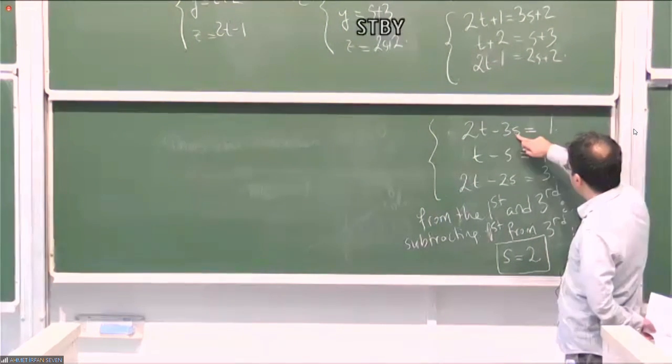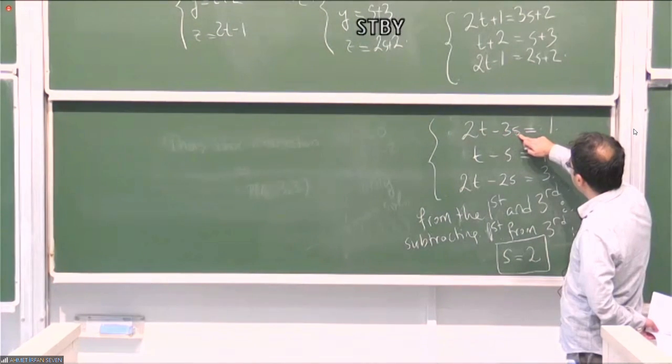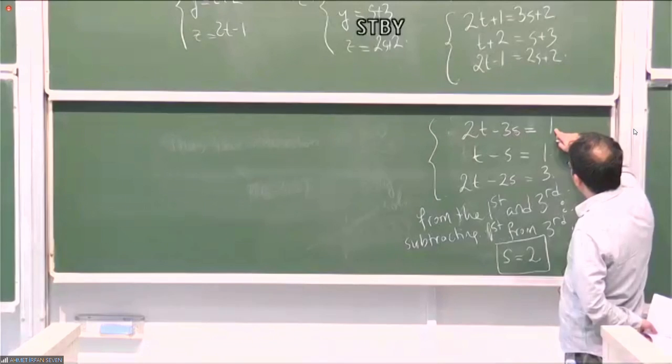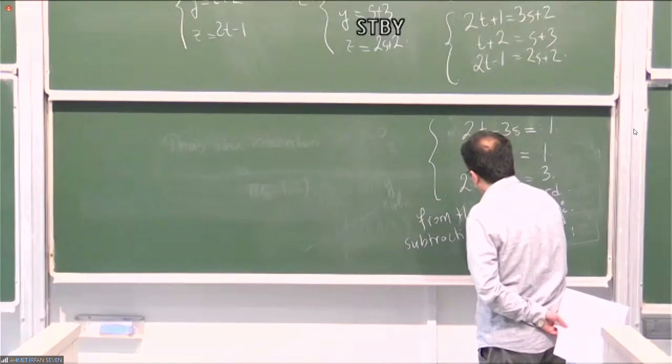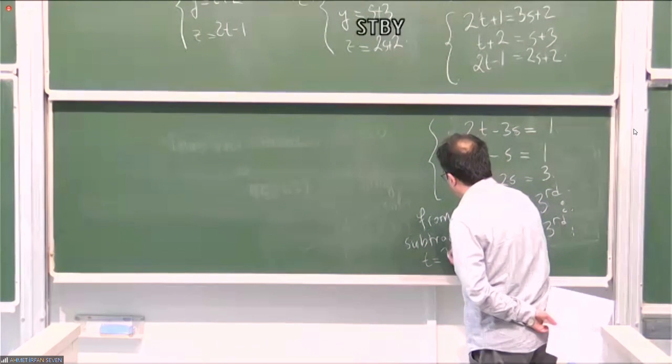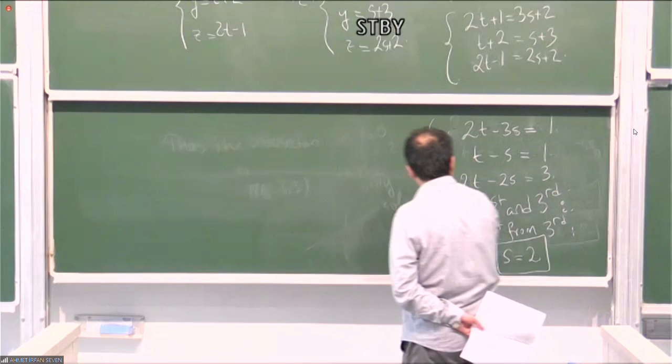So if s is equal to 2, what is t? I'm going to have minus 6, 1 plus 6, 7. t will be 7 over 2, if I'm not mistaken, from the first equation.